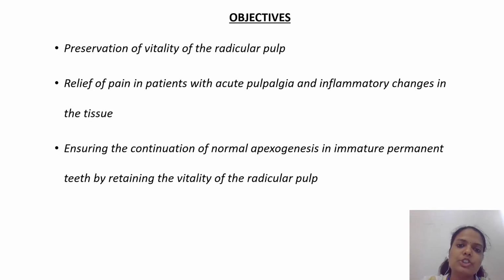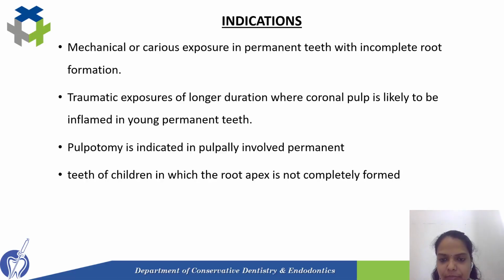So the objective of doing a pulpotomy is to maintain the vitality of the radicular pulp and relieve pain, which is mainly caused due to pulpalgia as well as inflammatory changes in the tissue. And by maintaining the vitality of the tooth, we can expect the continued root formation in case of an immature permanent tooth, and normal apexogenesis can be achieved.